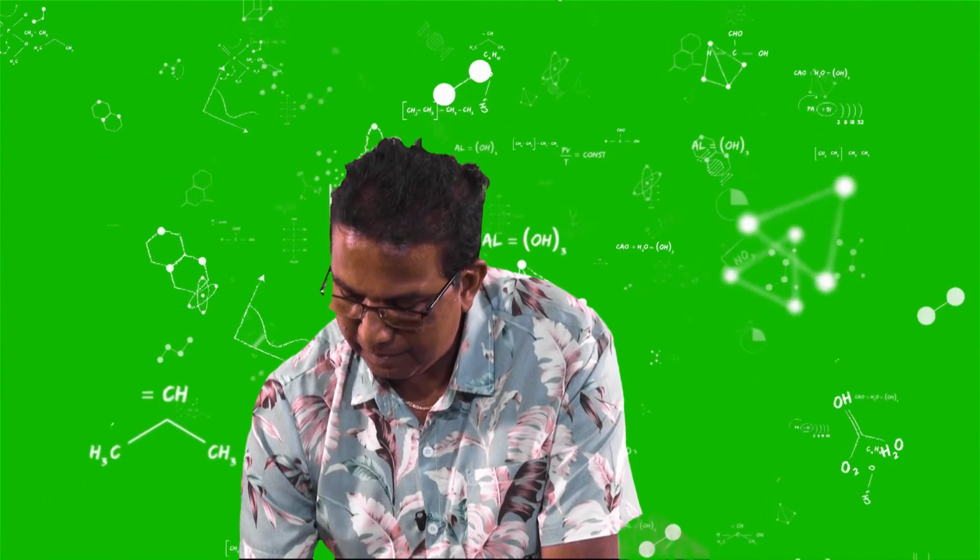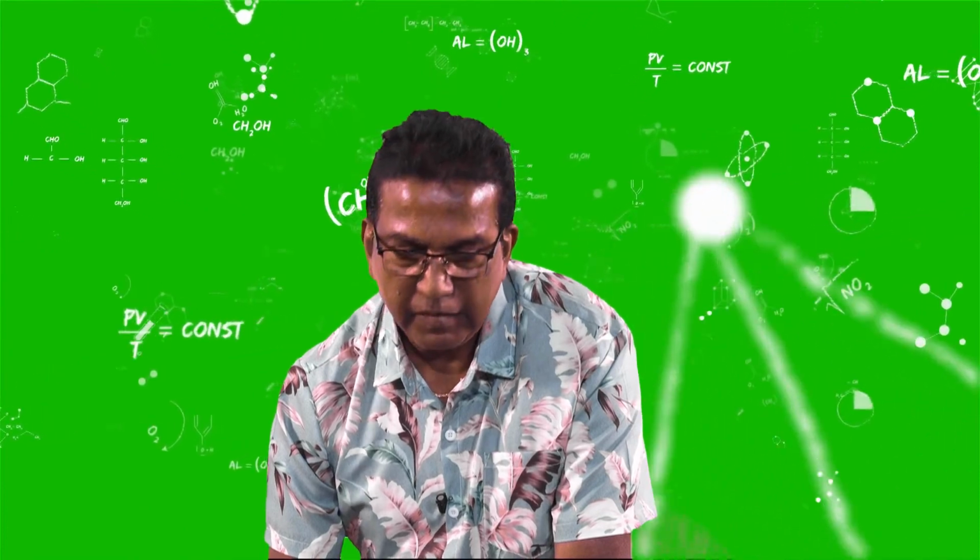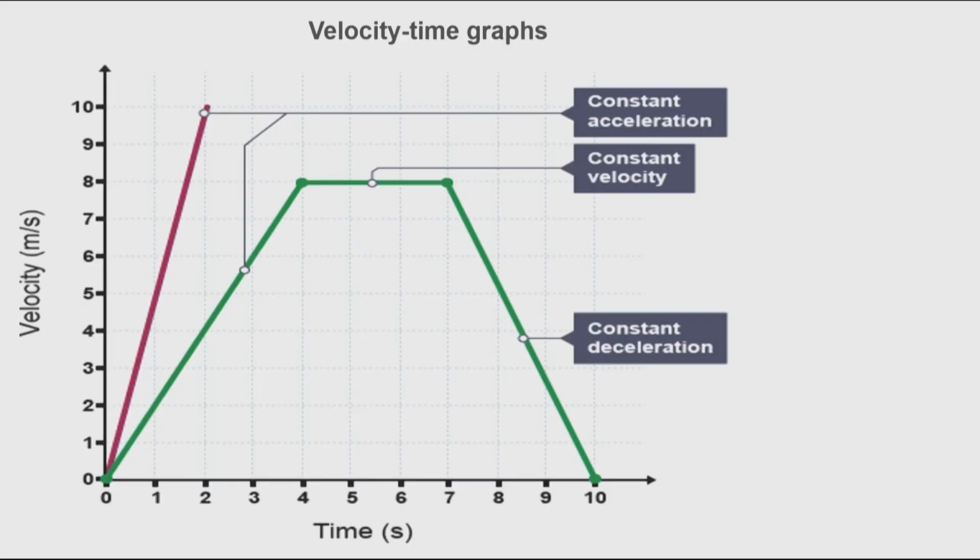Now, let us have a look at graph. We will study first the velocity time graph. Here we are. Let us take the graph which is in green first. Starting from zero time, you can see that the graph is sloping upward. It means that the velocity is increasing with time.